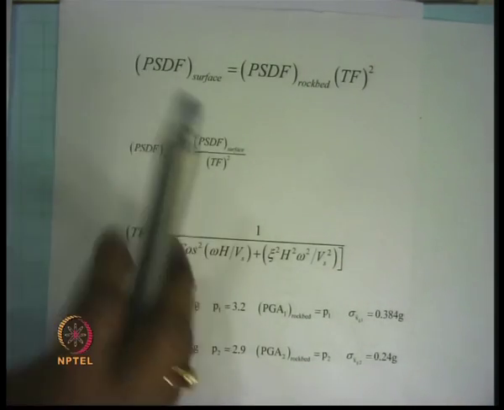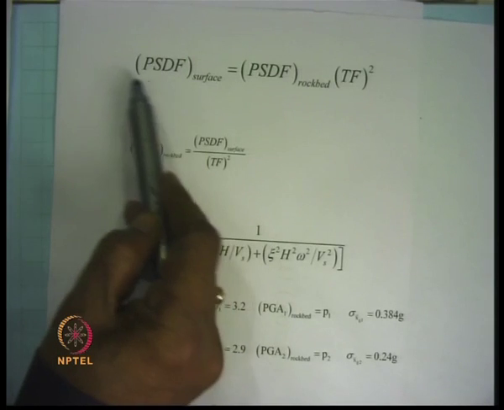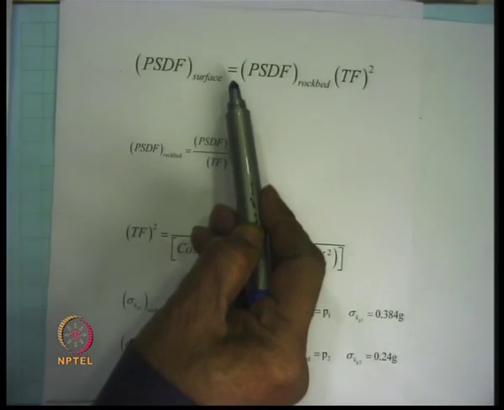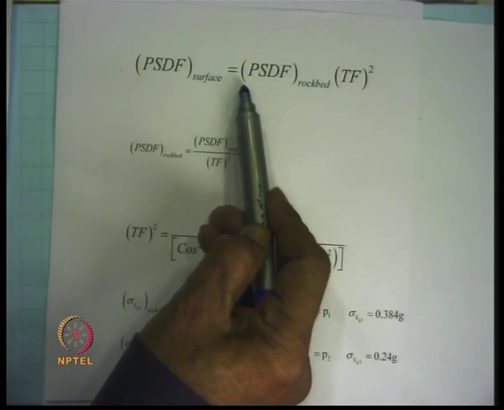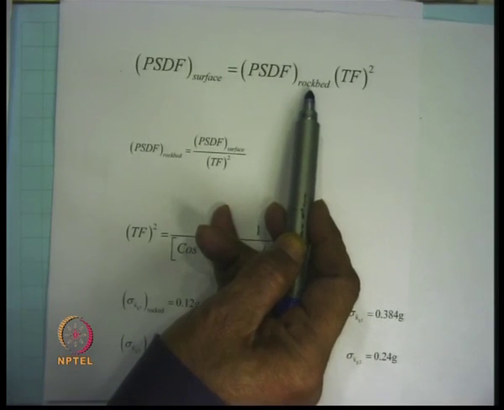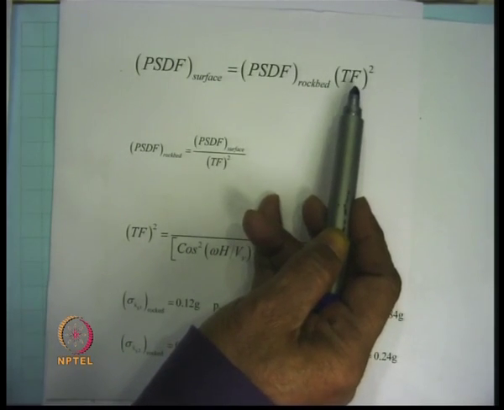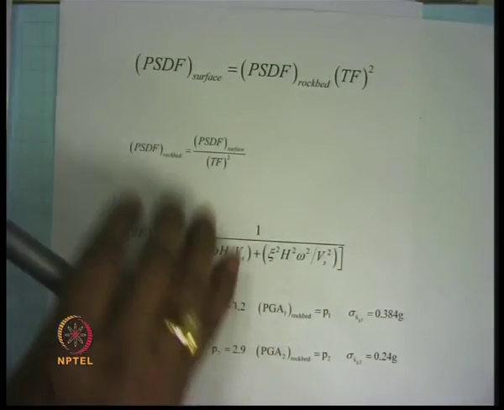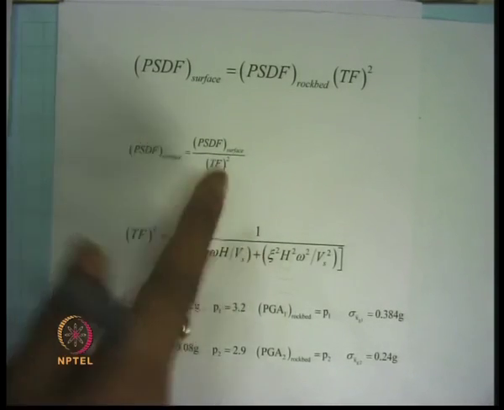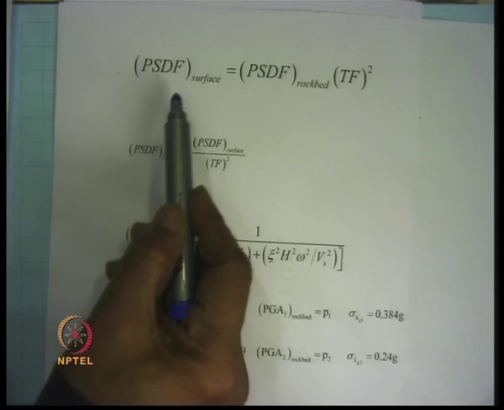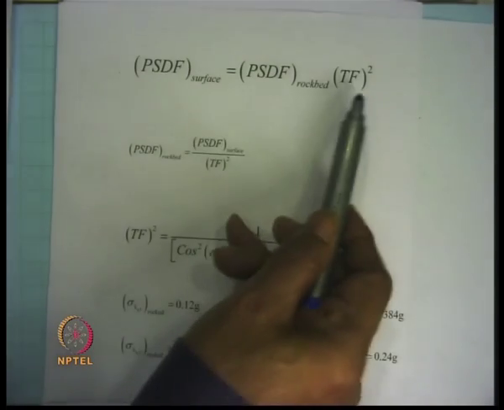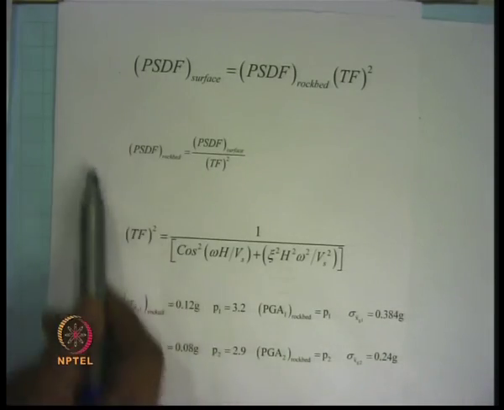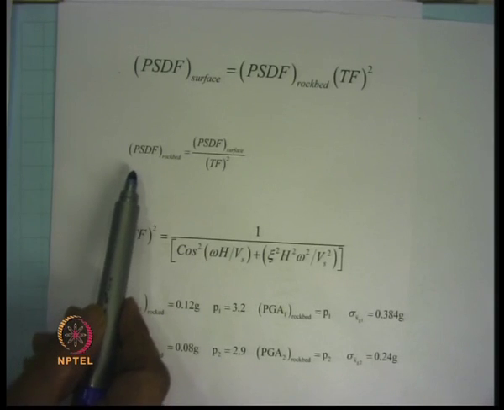So, here the power spectral density function at the surface is obtained as a function of the product of power spectral density function at the rock bed multiplied by the transfer function square. That is a forward problem, or in other words a forward wave propagation problem, that is from the rock bed we are going to the surface. Now, if this equation holds good, then from this equation we can work back what is the power spectral density function at the rock bed.